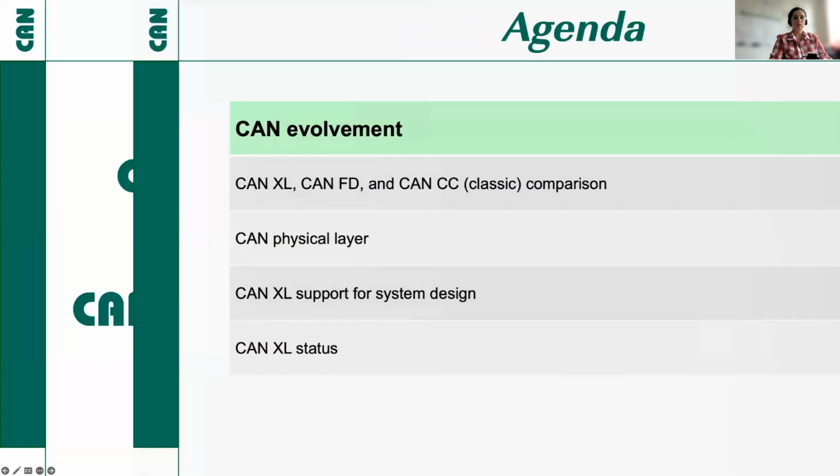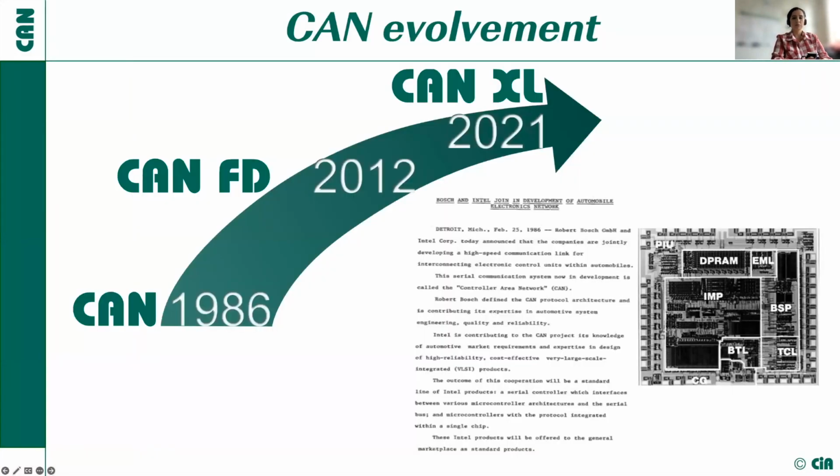I would like to start with a brief overview on CAN evolvement. In February of 1986, Robert Bosch and Intel announced that the companies are jointly developing a high-speed communication link for interconnecting electronic control units in automobiles. They called it Controller Area Network, and it is the famous CAN.